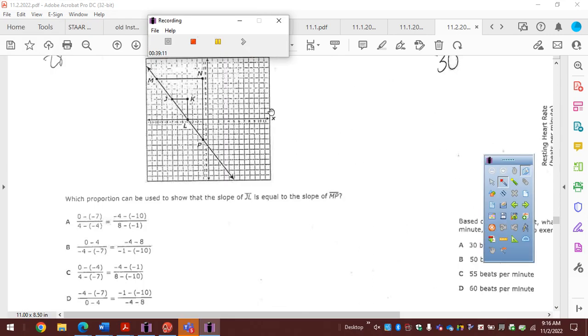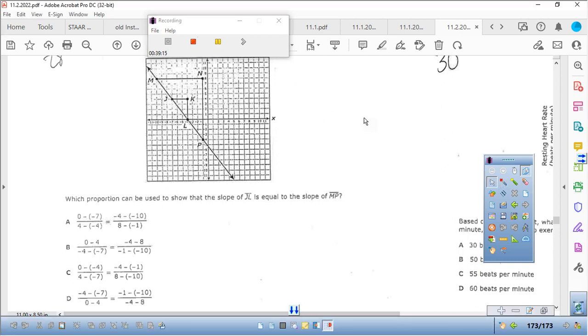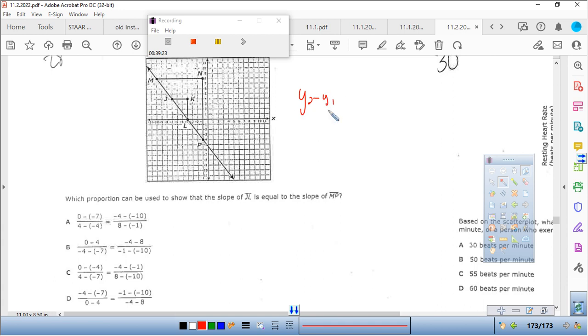Okay, 28 will come out for sure, on your STAR test. This one's using the slope formula. On the reference material, you're going to see it: y2 minus y1 over x2 minus x1. Now, reading it is very important here. Which proportion can be used to show the slope of JL? J is mentioned first, so J is point 1. L is point 2 because it was mentioned second.